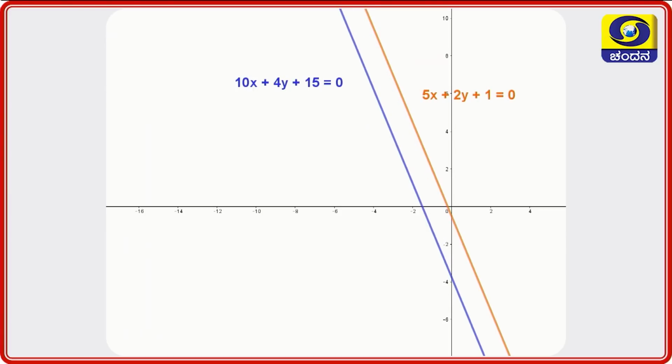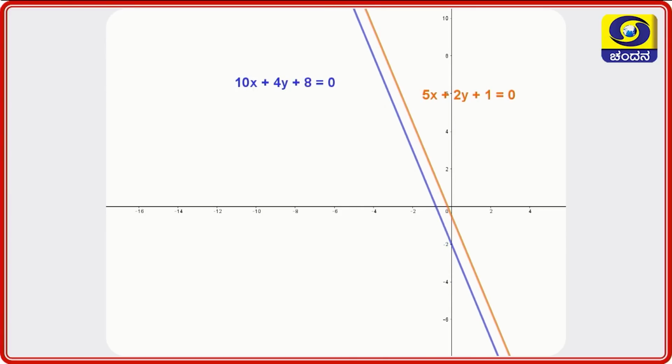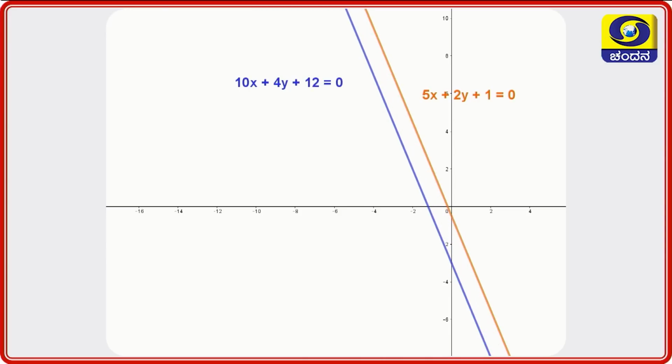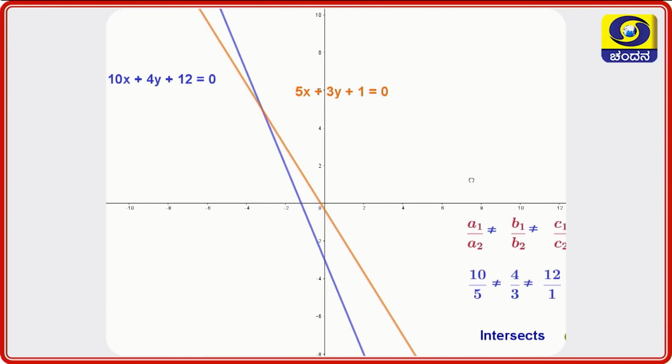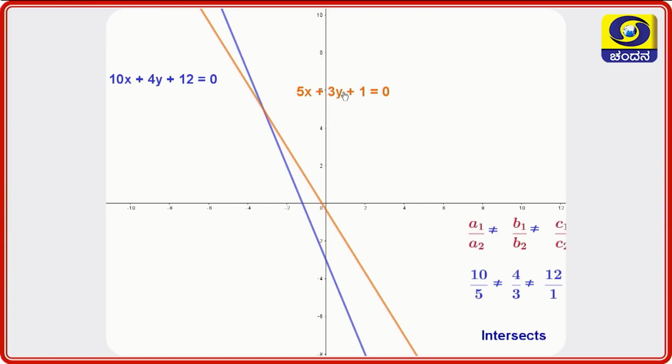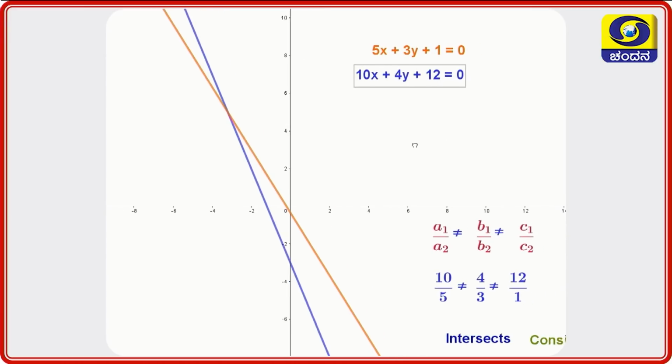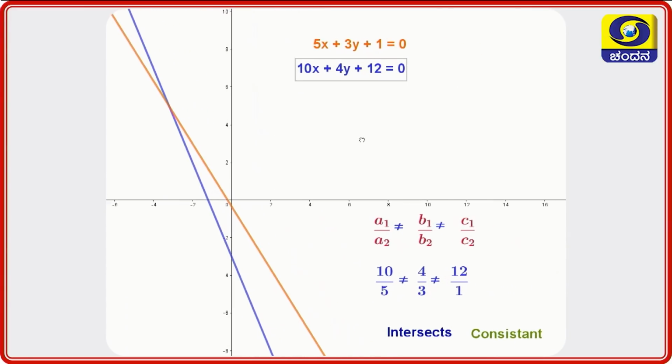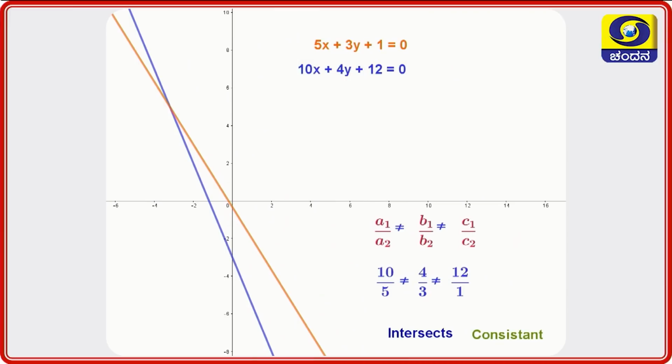Coefficient of x is changing, whereas here the c1 value is changing. Observe here. Here, the coefficient of x is also changing. The value of c2 is changing here. What are we observing? We know the coefficients, that is we know a1, a2, b1, b2, c1, c2. Is there any relationship between these two lines? Is there any relationship between these coefficients?